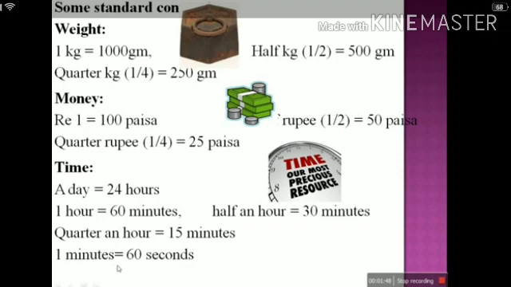Next is money. 1 rupee is 100 paise, half rupee is 50 paise and quarter of a rupee is 25 paise. Now come to time. Time is our most precious resource, correct? So here you know about time. A day is equal to 24 hours. 1 hour is equal to 60 minutes. Half an hour is equal to 30 minutes. Quarter of an hour is equal to 15 minutes. And 1 minute is equal to 60 seconds. So this is the information about time.